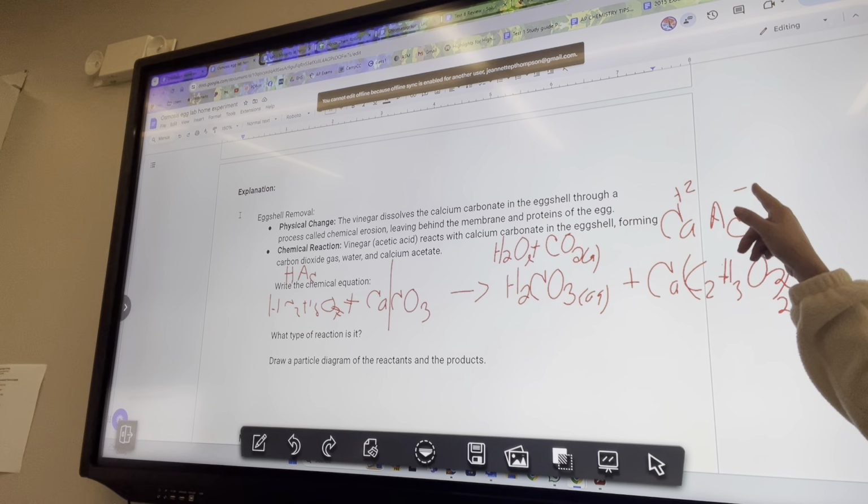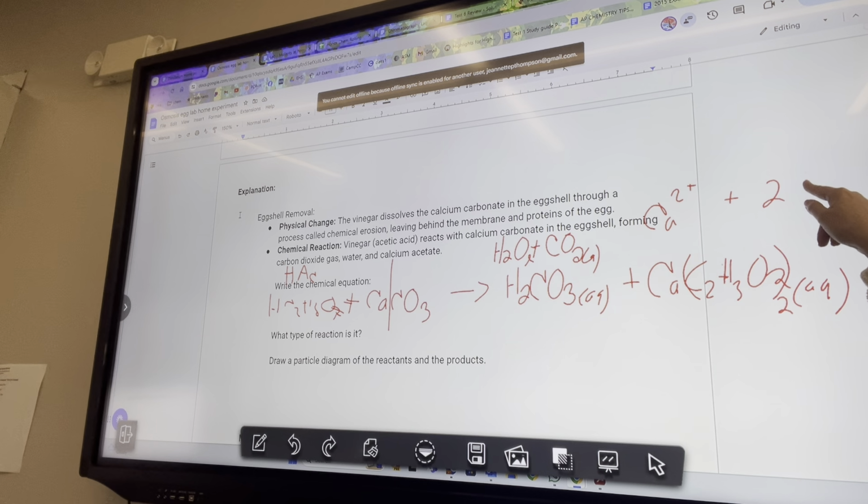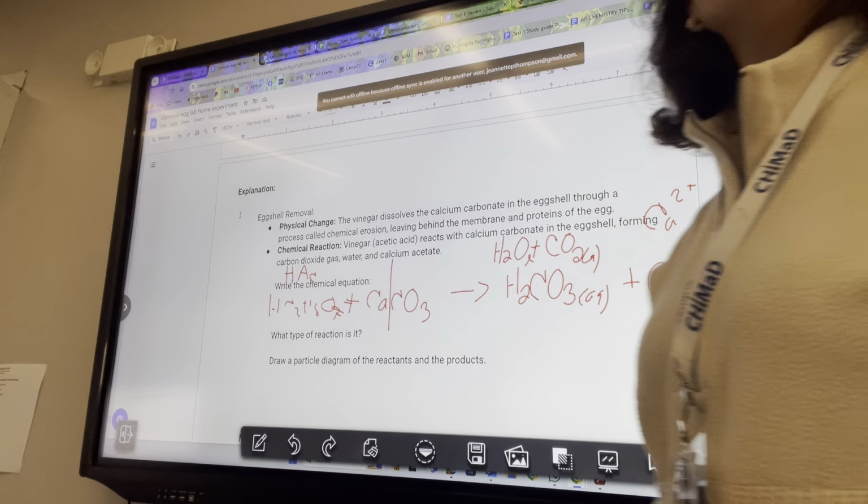Okay, so you're going to have 2 of these ones, Ca2+. It's not balanced, but do we have to balance it? Ideally, you should balance it and have the right amounts. But if you just have calcium acetate, you'll have that. So, the other part. Just rewrite the equations.